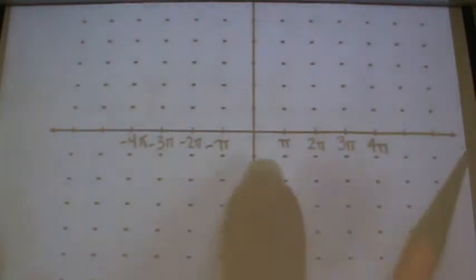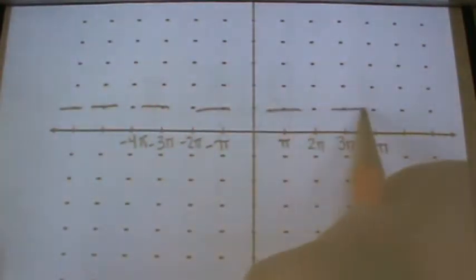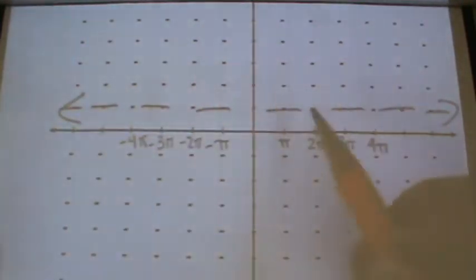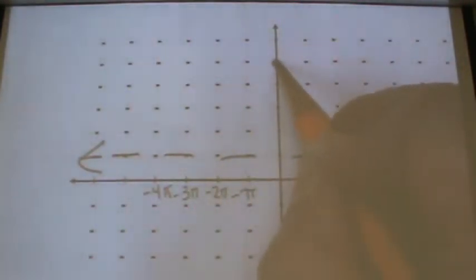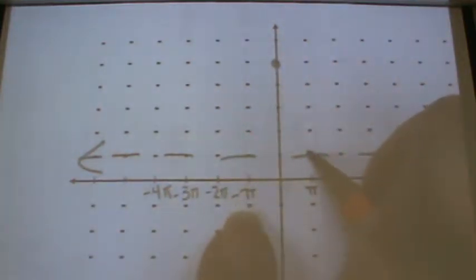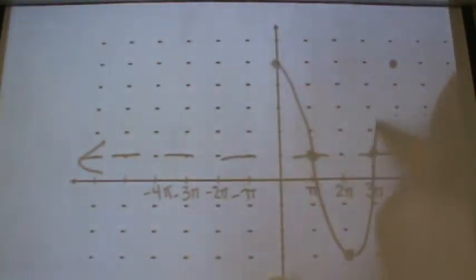So do your shift 1 unit up. And your amplitude is 4. 1, 2, 3, so you're going to start 4 up and on. Like this.